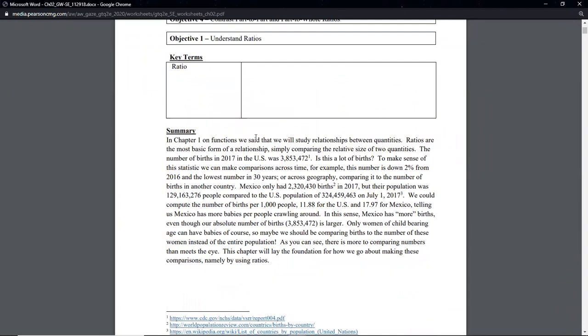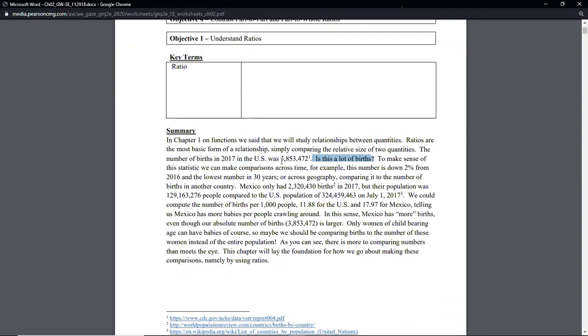And they give a nice little summary here. In chapter 1, we said that a function was a relationship between two quantities. So a proportion is just a special type of function, one in which, again, as one goes up, the other goes up. And they give some examples based on number of births, and they say, is this a lot of births? So in 2017, the US had 3,853,000 and some change births. Is this a lot of births?